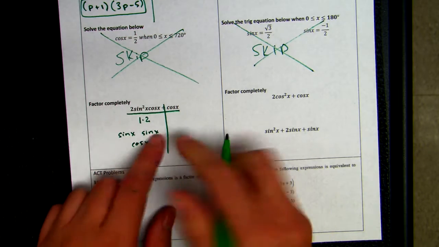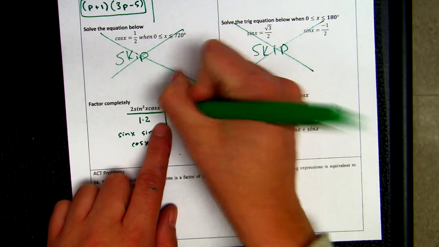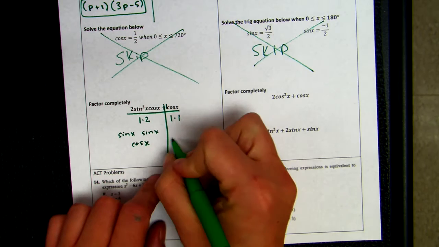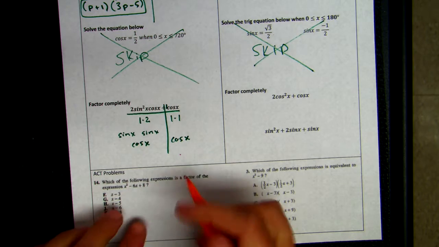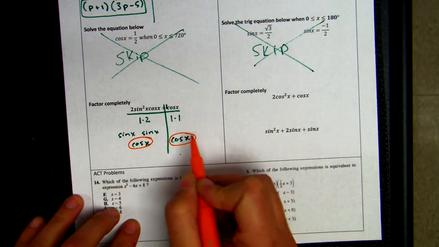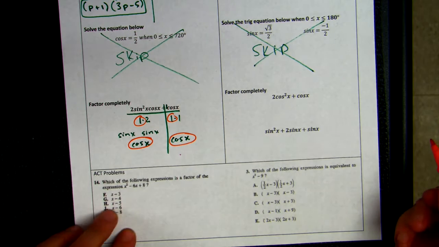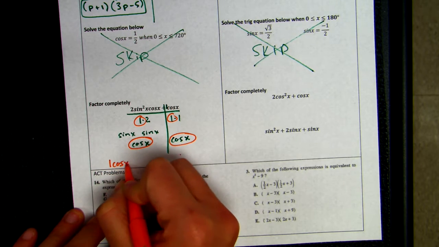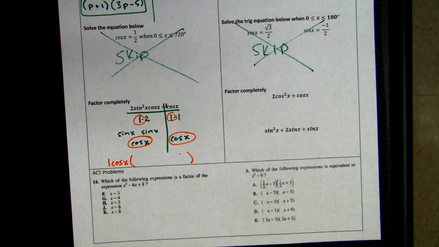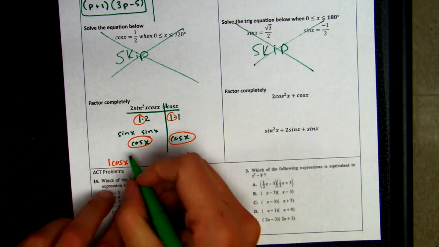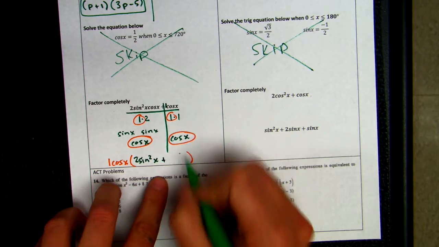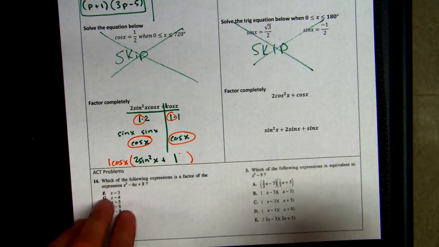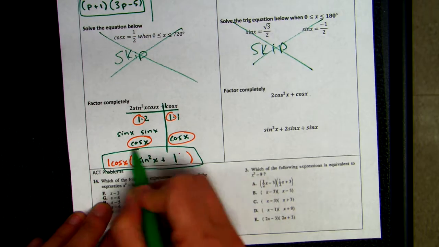Okay? On this side, I just have my 1 times 1 because this has an imaginary coefficient of 1, and then my 1 cosine of x. Again, I'm going to circle what they have in common. So they have a cosine x in common, and the largest number they have in common is 1. So I have 1 cosine x on the outside of my parentheses. And then on the inside, what I'm left over with is 2 sine squared of x plus 1. That's all I'm left over with here. Okay? And that is as factored as that goes.